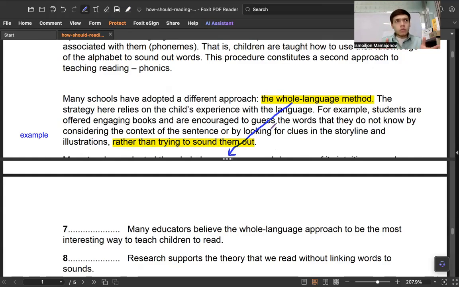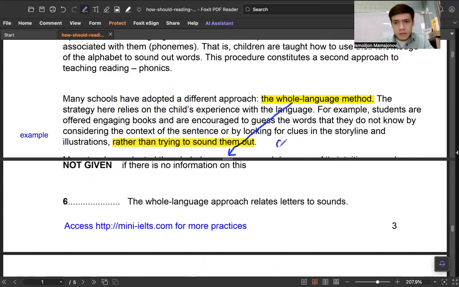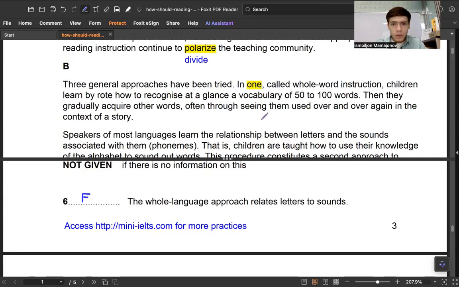In whole language means you guess the word from the context. So because we are doing language thing right now, it's getting easier to understand. So the answer for number 6 is here, and it's clearly false. It's given here. It says words to sound. We don't sound in whole language, right? Sound out words is another method that was given in paragraph B.